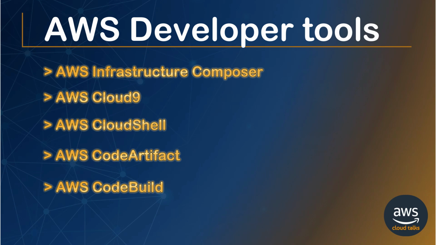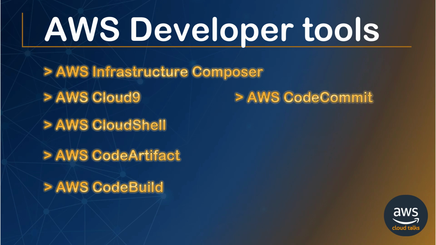AWS CodeBuild. AWS CodeBuild is a fully managed build service. It compiles source code, runs tests, and produces software packages that are ready to deploy. You don't need to provision, manage, and scale your own build servers. AWS CodeBuild scales continuously and processes multiple builds concurrently, so your builds are not left waiting in a queue.